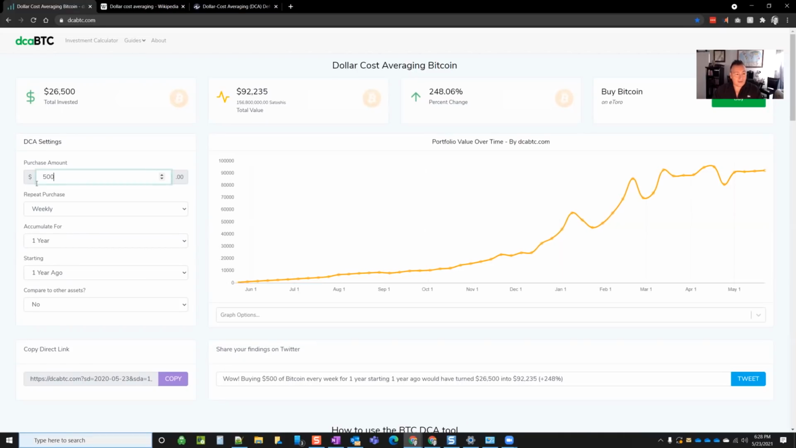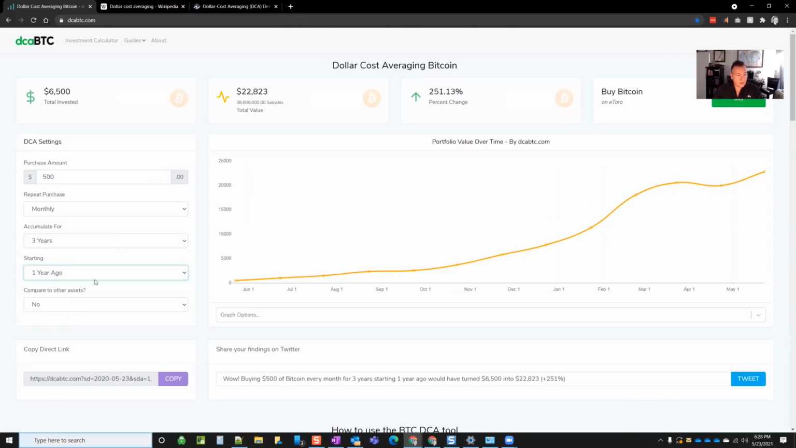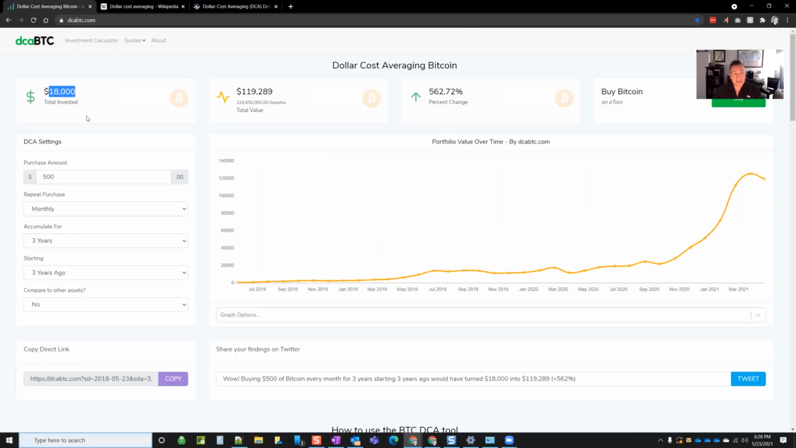What if I did $500 monthly, but I started 3 years ago? The outlay of cash that I would have put into this would have been $18,000, and the Bitcoins would be worth $119,289 right now. So great way to kick yourself in the butt and say, shoulda, coulda, woulda. Of course, the past is no indication of the future. Do your own research. This is not financial advice. I'm not a financial advisor. This is just for entertainment purposes only. This is just a cool website where you could punch in some numbers.